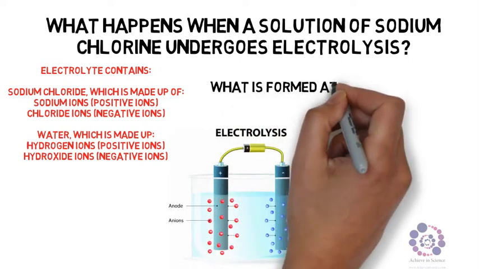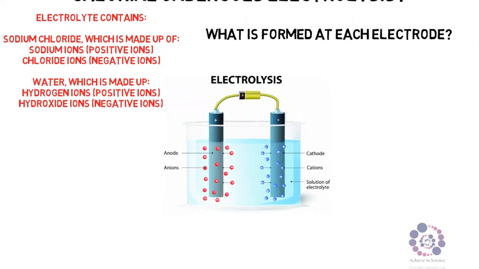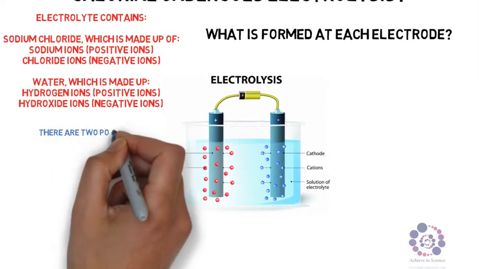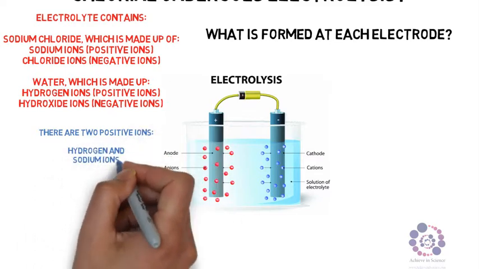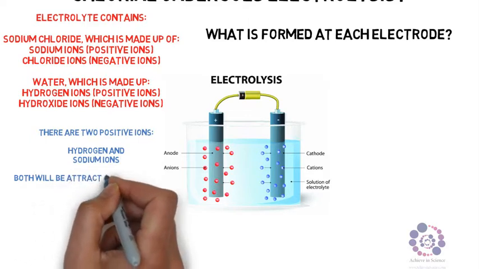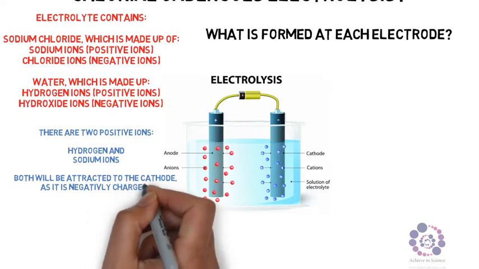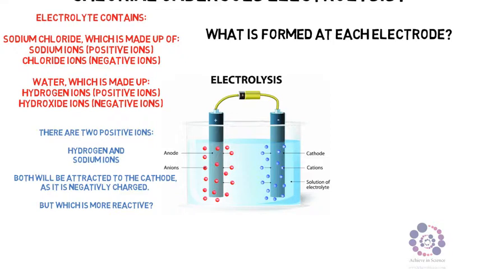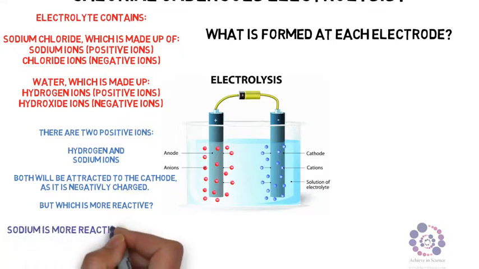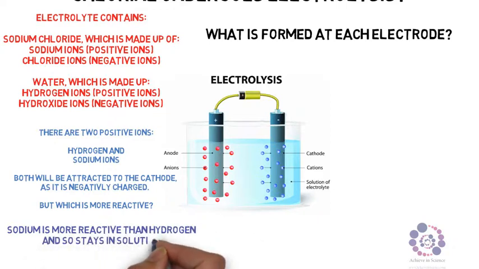Let us begin by looking at one electrode. There are actually two positive ions, hydrogen ions and sodium ions, within the electrolyte. Both of these ions are able to be attracted to the cathode, as it is negatively charged. The question is, which is more reactive, hydrogen or sodium? Sodium is more reactive than hydrogen, and therefore the sodium stays in solution. This means that hydrogen gas is formed at the cathode.